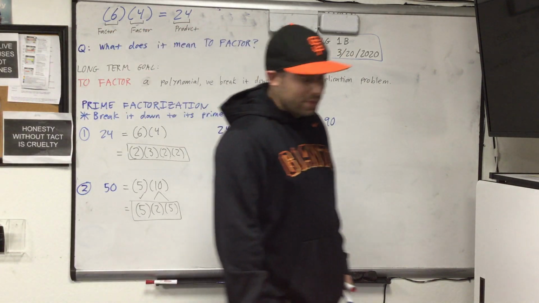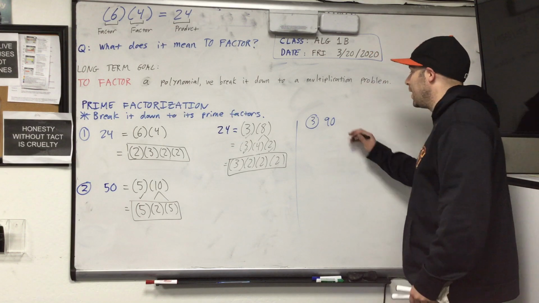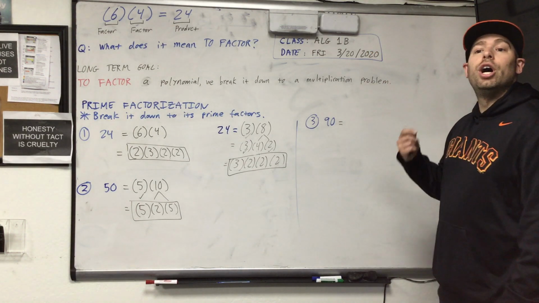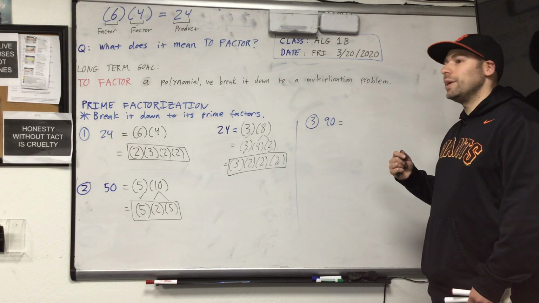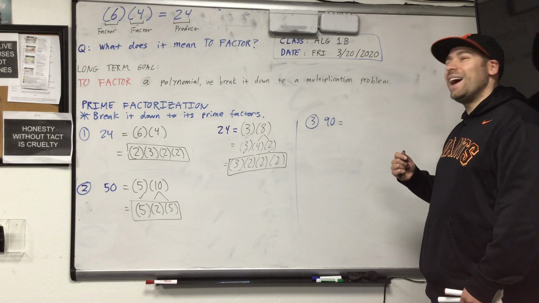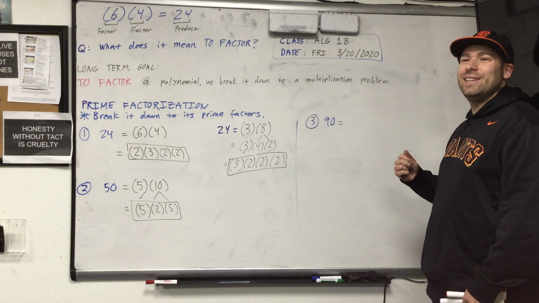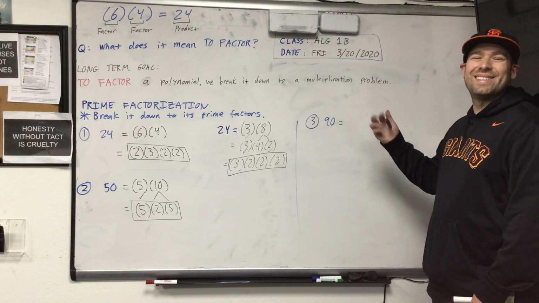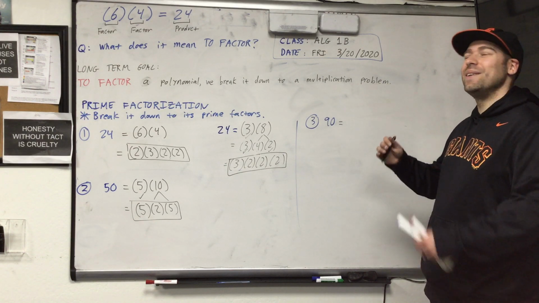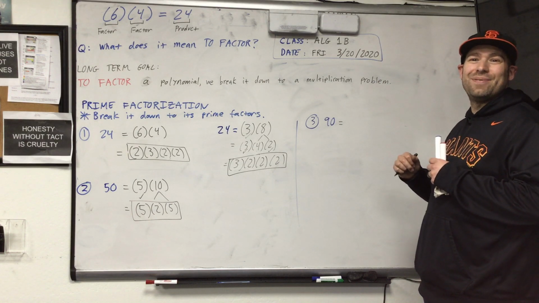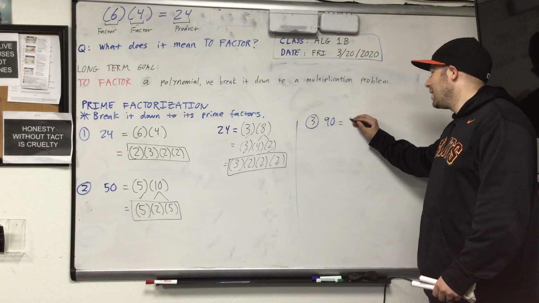Let's go to 90. Again, I could have had a variety of factors. I could have done 2 and 45, 3 and 30, 5 and 18, 6 and 15. But personally, let's go with the ones in the middle, because the ones in the middle tend to break up a lot faster. So I'm going to go with 9 times 10.